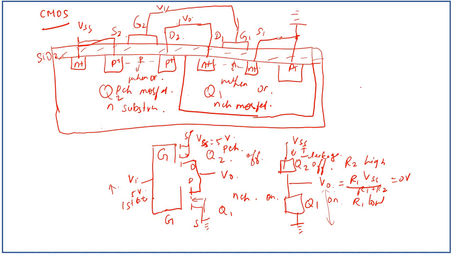So when the input is in high state, the output is low, and when the input is low, the output becomes high. This is called complementary MOSFET. So these are about the MOSFET, enhancement and depletion MOSFET, and another special type of MOSFET called complementary MOSFET. Thank you.